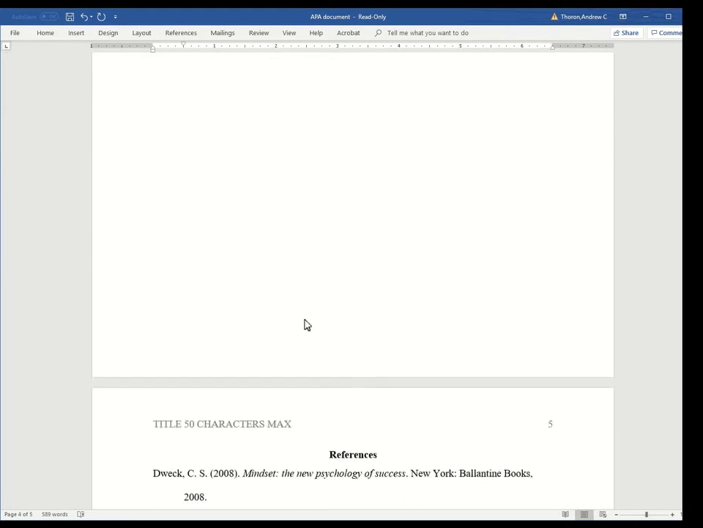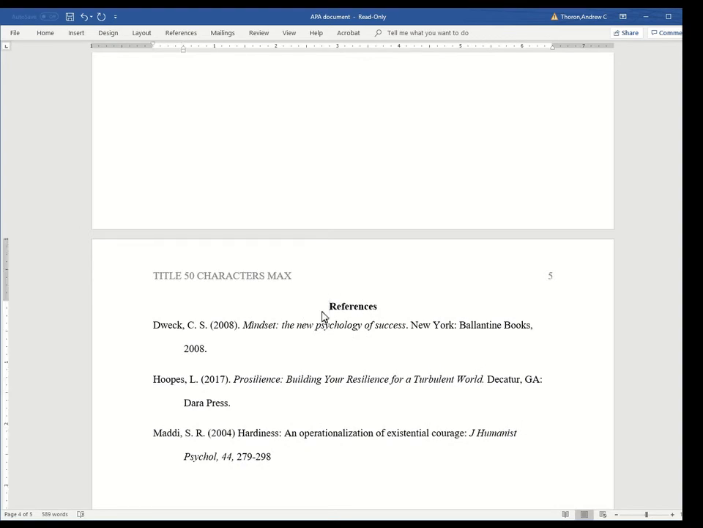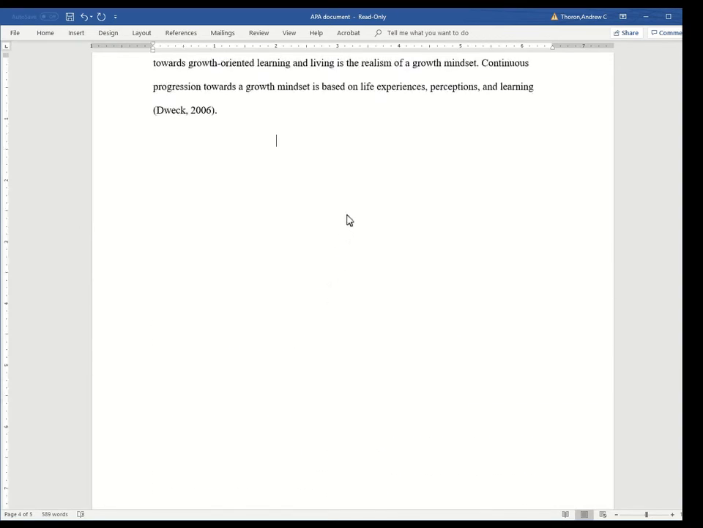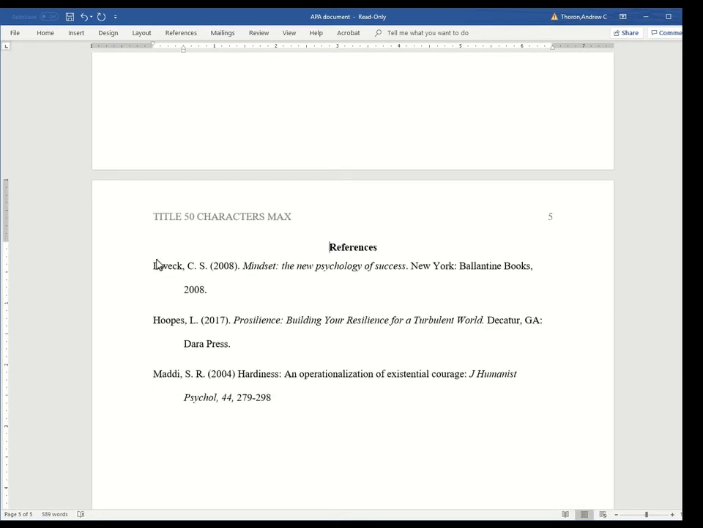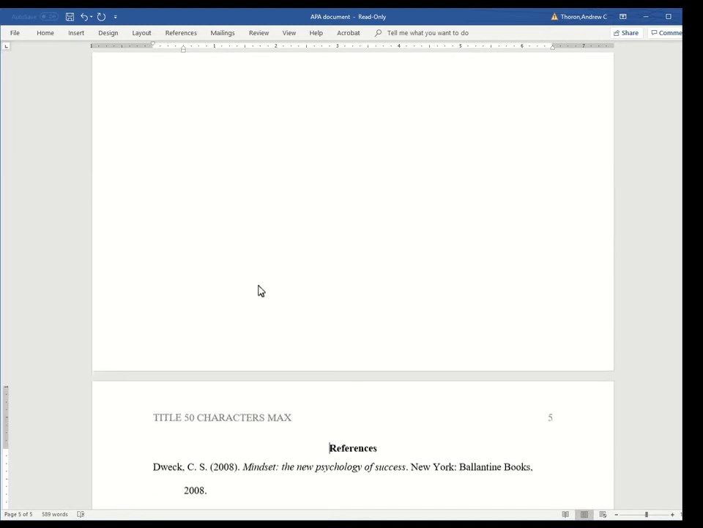Now let's look at the references real quick. You notice how the references do not continue right here, even though there's all this space. References need to be on their own page. And then the references need to be double spaced in alphabetical order. And again, anything that is here must be here.